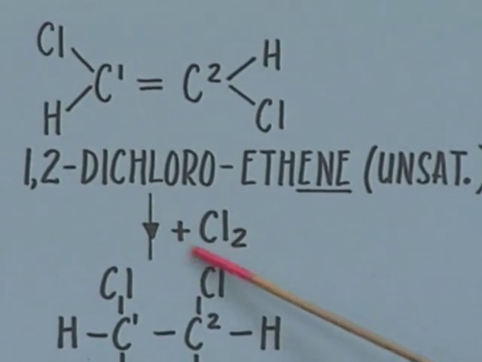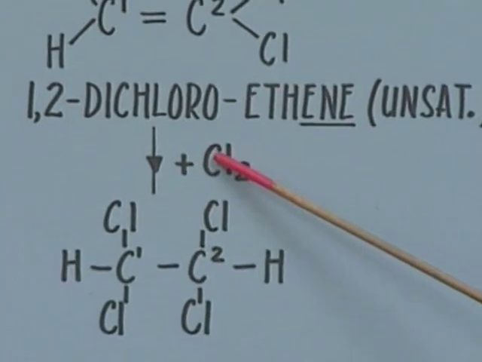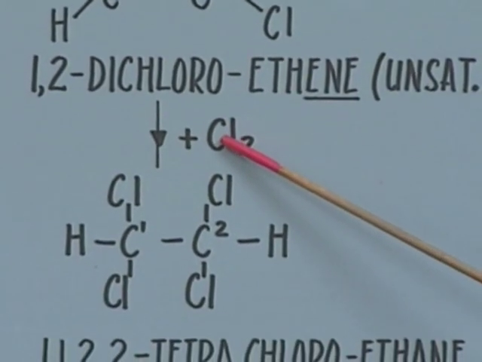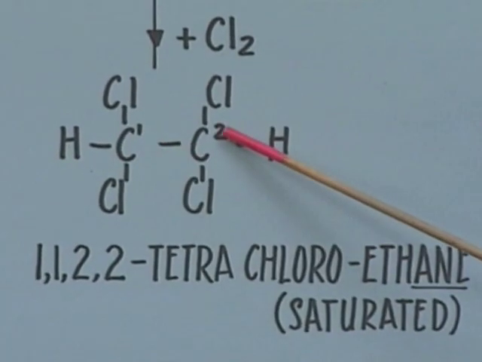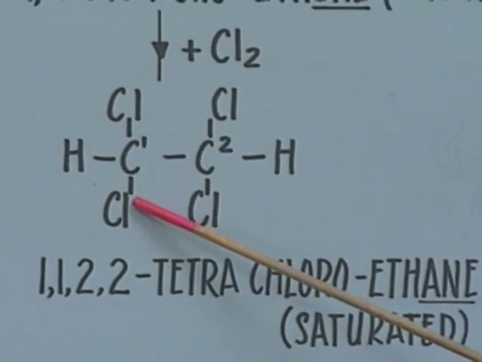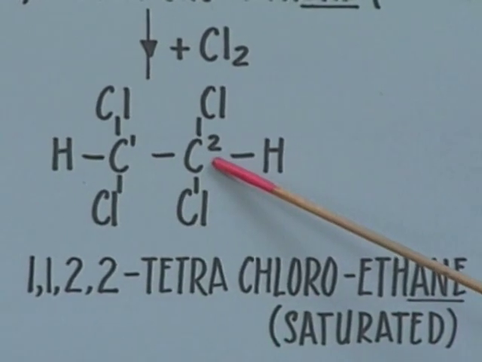We can therefore add a second chlorine molecule, and 1 chlorine is added to each of the doubly bonded carbon atoms to give us this compound here, where we number the carbons 1 and 2. Carbon atom 1 has 2 chlorine atoms attached to it, and so has carbon atom 2.